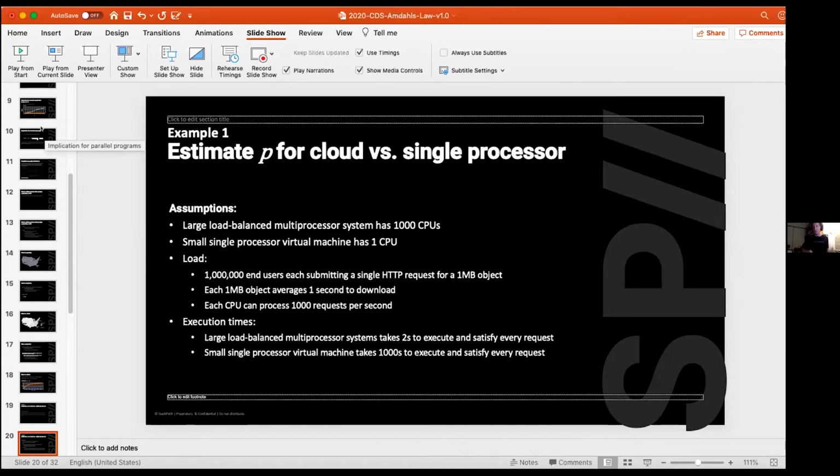We're going to assume that our load is 1 million end users exactly. Again, easy mental math. Everyone's going to make a single request for a 1 megabyte object, which gets delivered in 1 second. And each CPU can process exactly 1,000 requests per second. And our load times, well, how long does it take to satisfy this particular task? We're going to compare a large load-balanced multiprocessor system versus a single CPU system. The single CPU system takes 1,000 seconds to satisfy all these million requests, whereas the large load-balanced system takes 2 seconds.